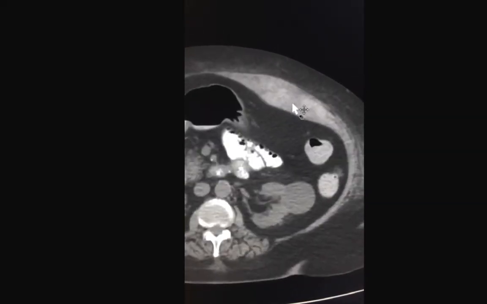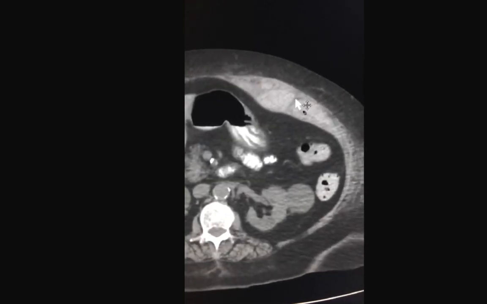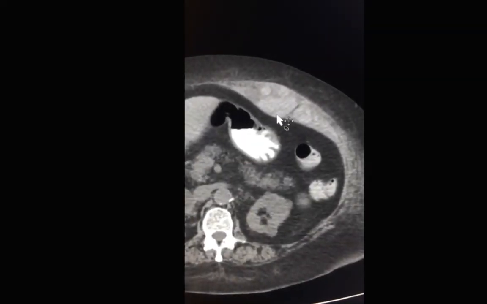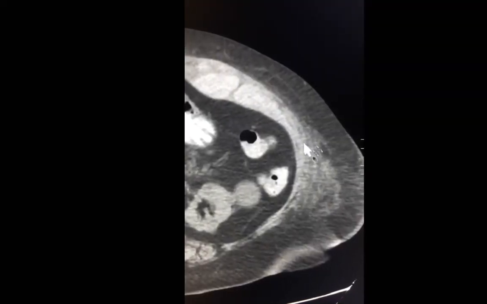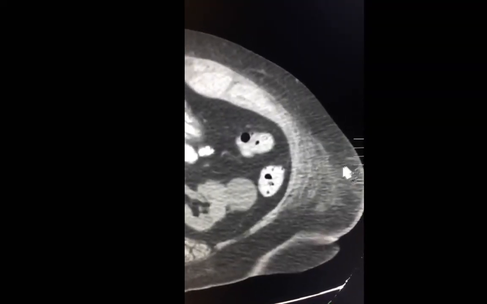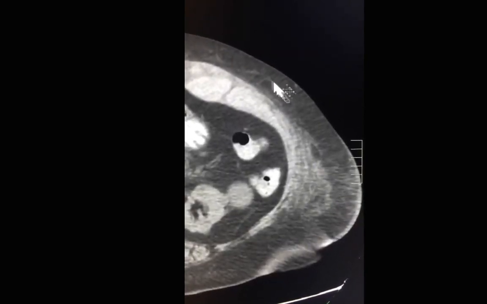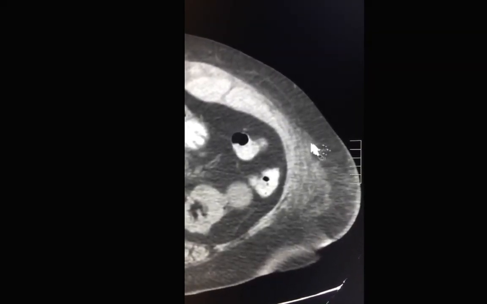The internal density of this abnormality is that of low density with areas of rounded high density. Note the presence of fat stranding in the adjacent subcutaneous tissue. The fat should look clean, as you see here, and it's not in this region.